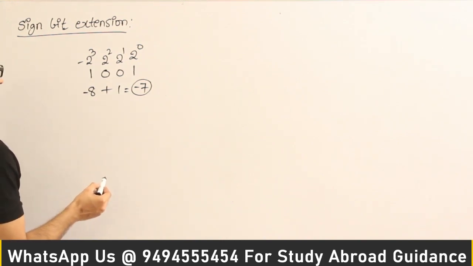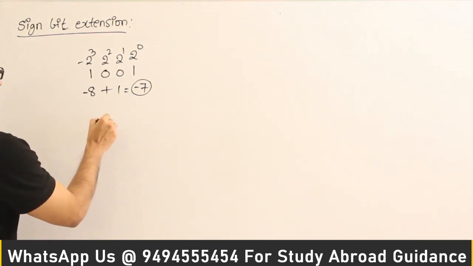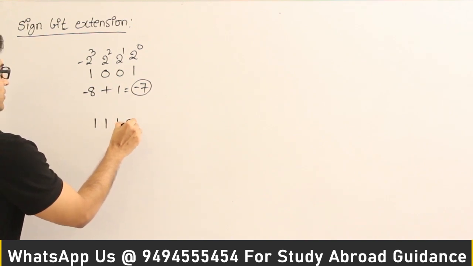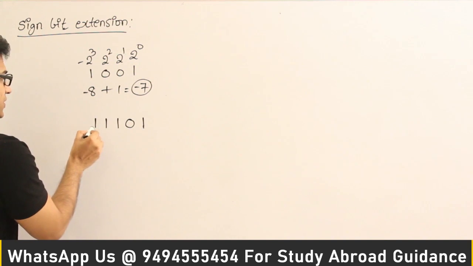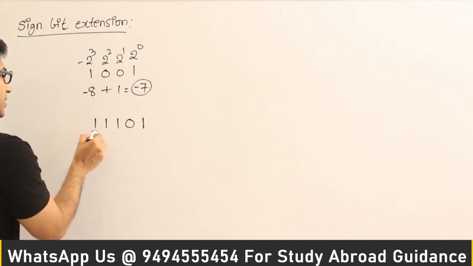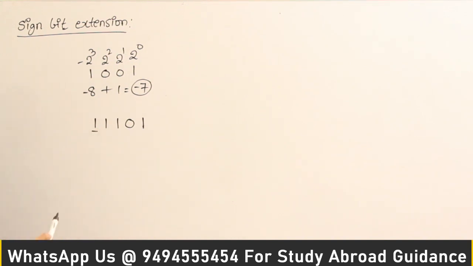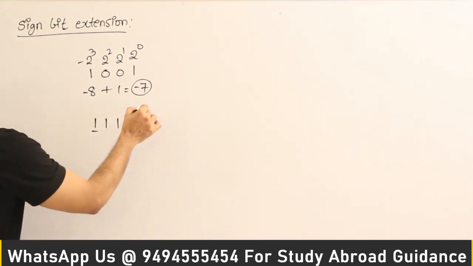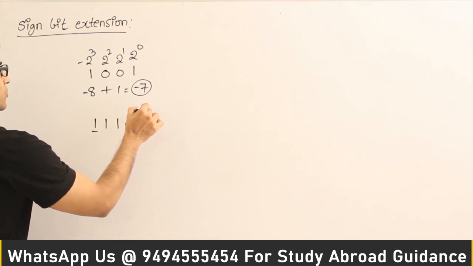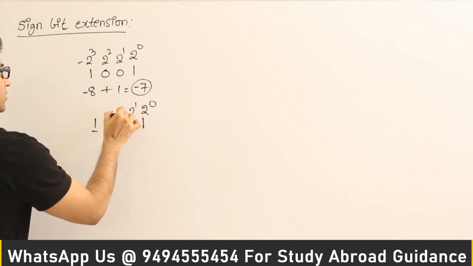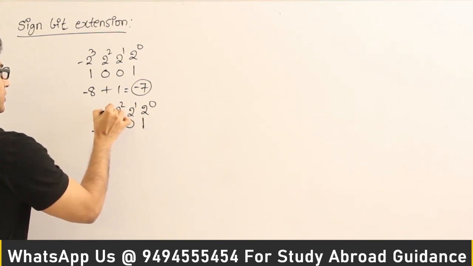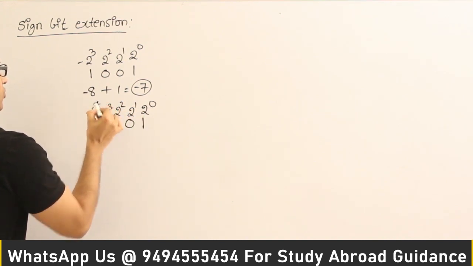I'll just tell you. Let us say we have a number 1 1 1 0 1. As you see, the most significant bit is 1, so we can say that it is a negative number. Now what is the value of it? If you look at it, the weights are 2 power 0, 2 power 1, 2 power 2, 2 power 3, and minus 2 power 4.